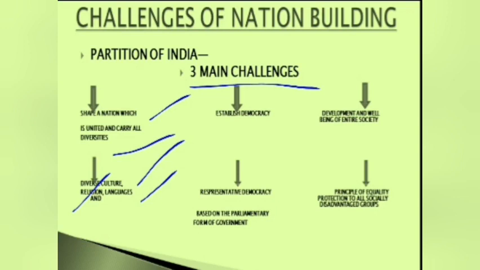Understood? Then establish what? Democracy. Means representative democracy based on the parliamentary form of government. Understood? So India has adopted the parliamentary form of government. And the third one was development and well-being of the entire society.